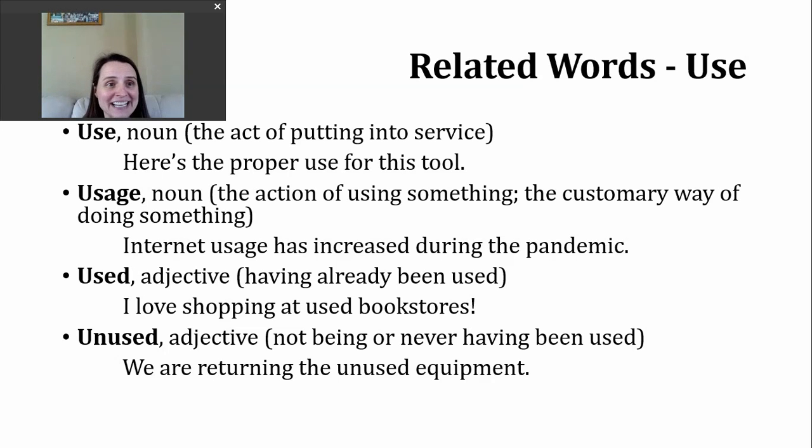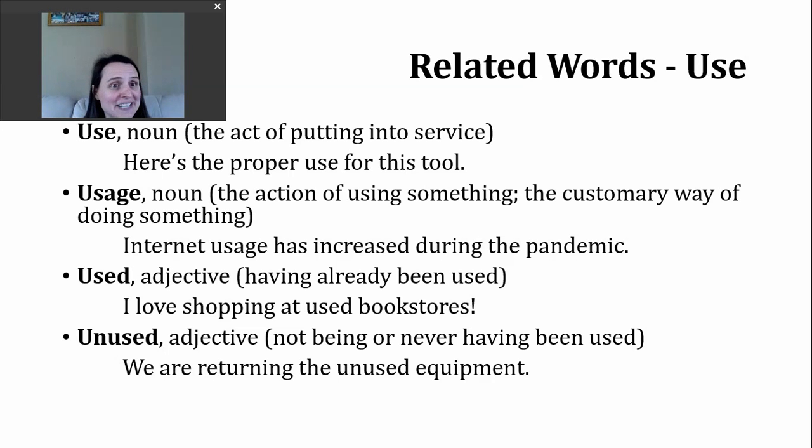An adjective you might hear is used. Notice how I'm pronouncing that. It's with a D sound. It means having already been used. An example sentence, I love shopping at used bookstores.